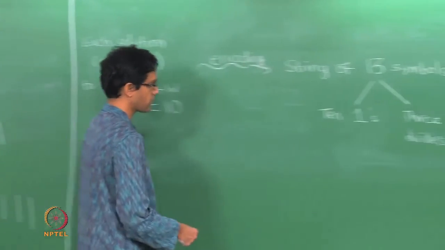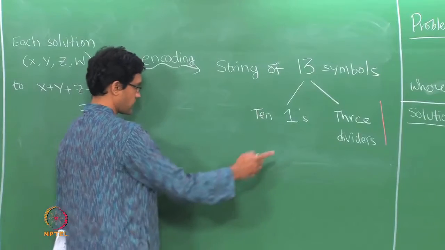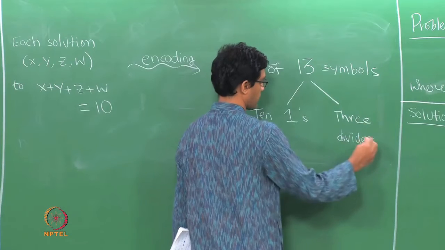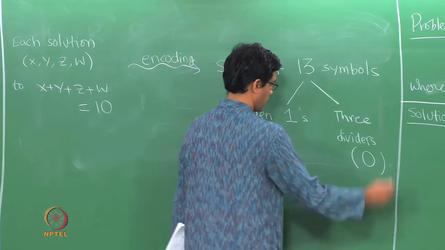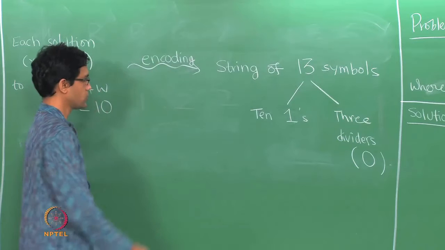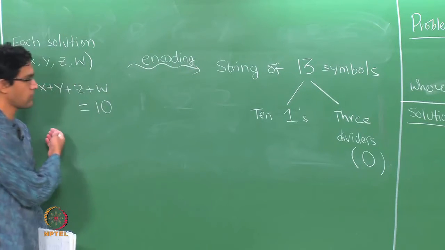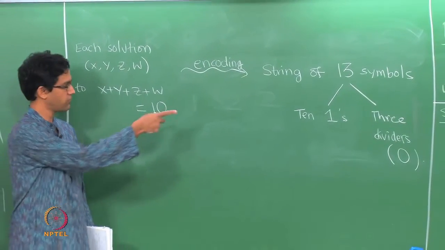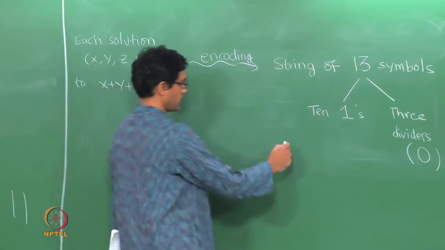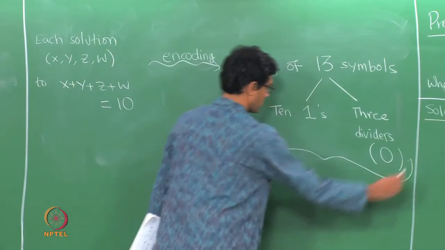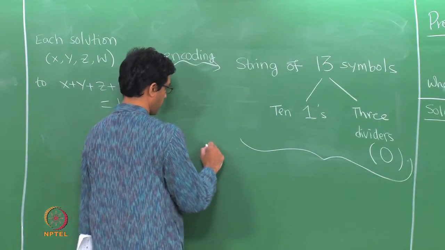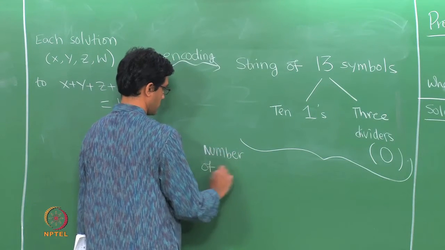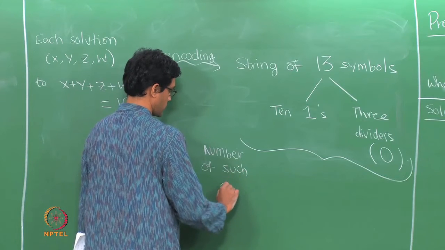So we might as well just think of it like that. It's a string of 13 symbols with 10 1s and 3 dividers. So instead of dividers being this red line here, I will just think of the dividers as being written out as a 0. Okay. So now the question is, we wanted to count the number of solutions to this equation. It's the same as counting the number of strings of that form. Now this is something that we have already looked at. So this can be counted, the number of such strings.